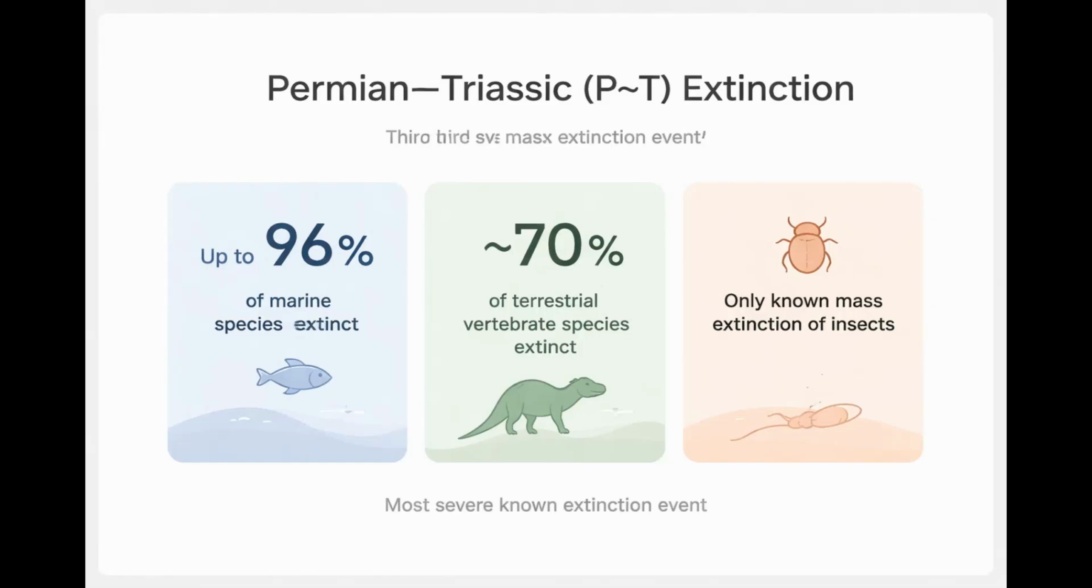The Permian-Triassic extinction, often abbreviated PT, is described as Earth's most severe known extinction event. The numbers are staggering. Up to 96% of marine species went extinct, and about 70% of terrestrial vertebrate species disappeared. The material also notes it is the only known mass extinction of insects, which highlights just how broadly the crisis affected life across different environments.